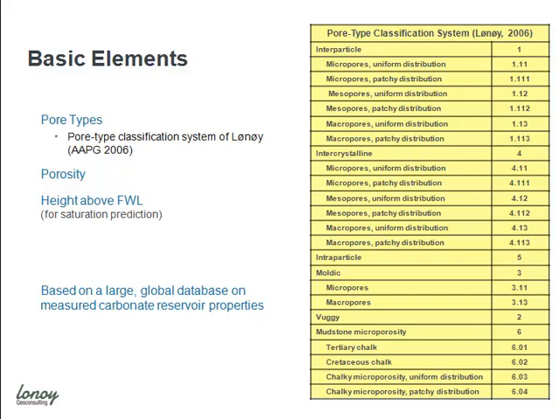The Pore-Type classification system published by myself is applied in the model. This classification system consists of 21 pore types as summarized in the yellow table. The key elements in the Pore-Type classification are pore geometry, pore size and porosity distribution. The pore types are controlled by sedimentological and diagenetic processes and can therefore be integrated into geological models. Predictions are based on a large global database on measured carbonate reservoir properties.